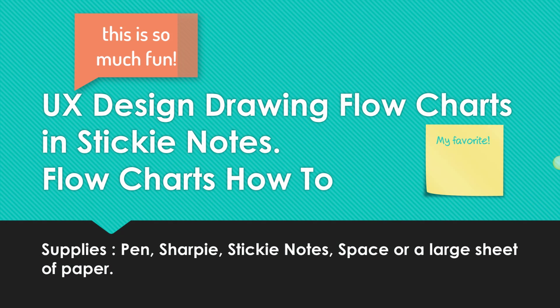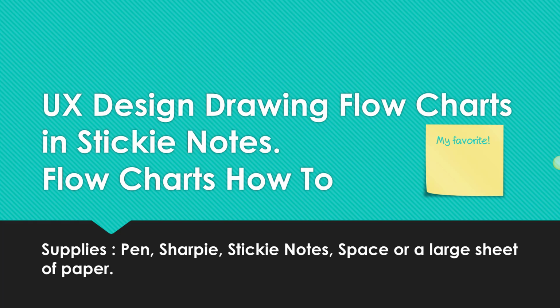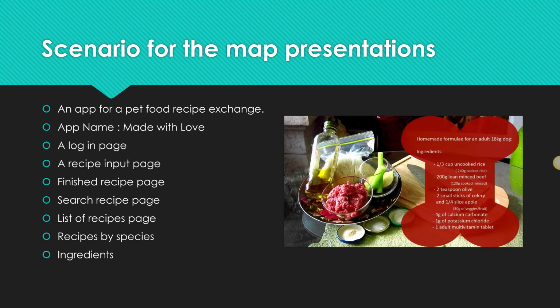If you wanted to check out designing flowcharts using sticky notes, here's how to do it. Your supplies are going to be pen, Sharpie, sticky notes, and space: a large sheet of paper. A marker board is preferable, but either one of those things will do. This is, by the way, my favorite technique.